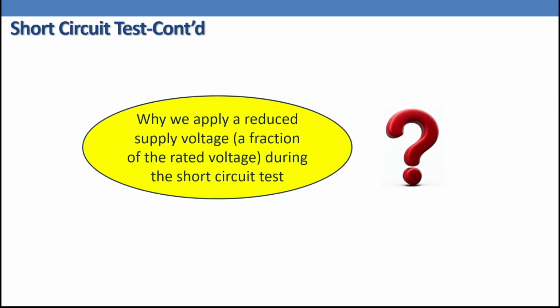Now let us answer this question. Why do we apply a reduced supply voltage during the short circuit test? We know that the transformer impedance is significantly low. So when the transformer is short-circuited, a small voltage is needed to produce the rated current. This will keep the test safe and protect the transformer and the instruments. But if you apply the full rated voltage, this causes an extremely high current, which is dangerous for the transformer and might damage it. That is a common question in interviews, so please take care of that.